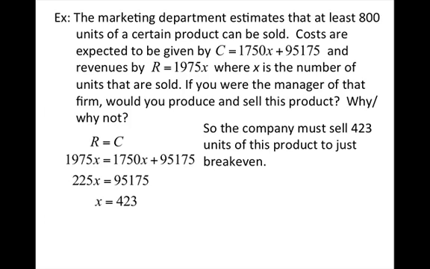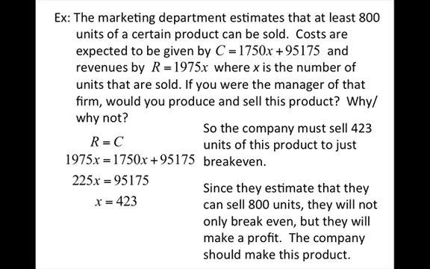They expect to sell at least 800 units. So they're going to meet and exceed the break-even value. So they estimate that they can sell 800 units. They're not only going to break even, but they're going to exceed that break-even value and make a profit. So the company should make this product.